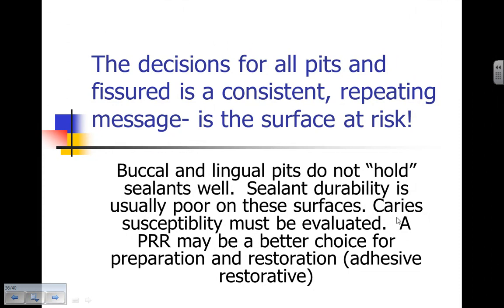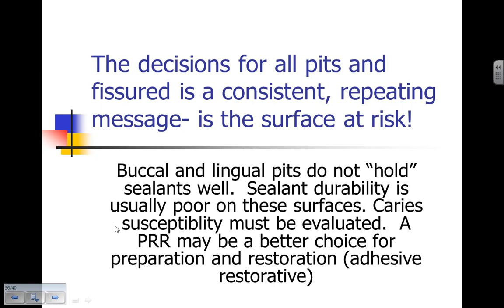No matter if the pit and fissure is on the buccal or lingual surface, or if it's on the occlusion, the consistent repeating message should be, is this surface at risk, in putting all the factors together? We know from the evidence that buccal and lingual pits, posterior teeth, do not hold sealants well. In fact, the sealant durability is usually poor in these surfaces. It's probably due to the forces that they undergo, which are stressful forces that shear the sealant off from the tooth, peel it from the tooth, as compared to an occlusal sealant, which is well protected on the surface.